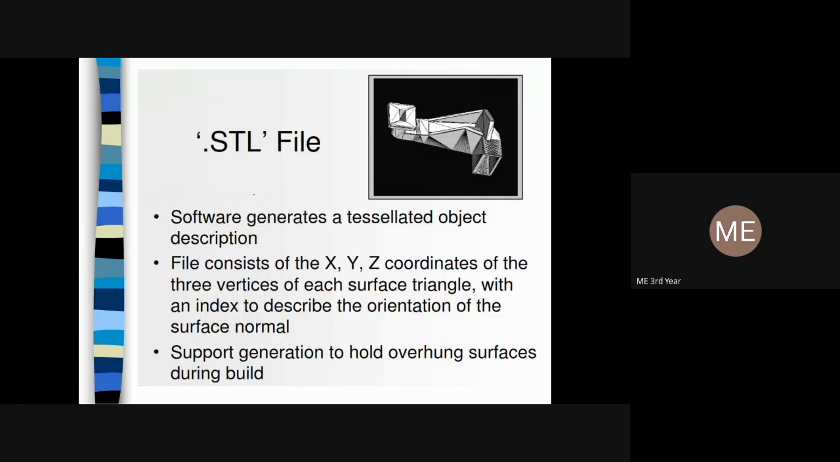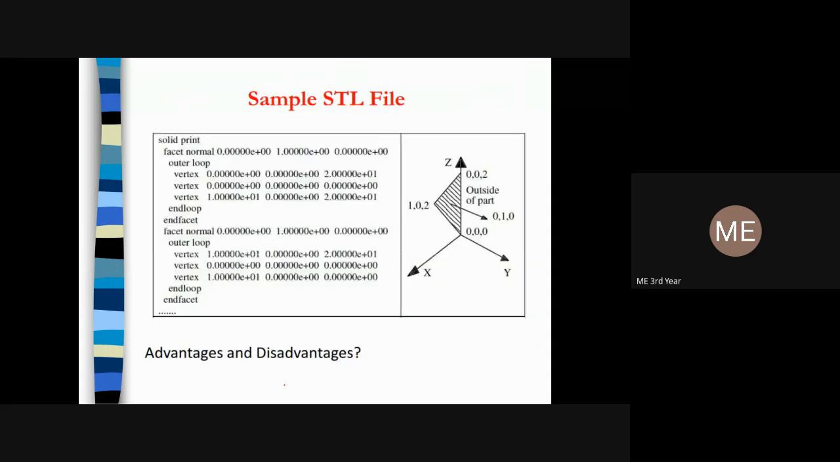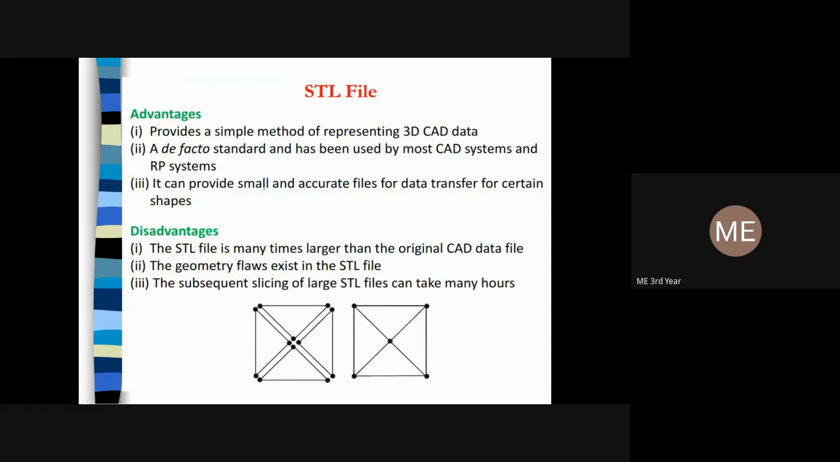So this is the .stl file. Software generates this type of object description file, which consists of xyz coordinates of the three vertices. I have already told that. Support generation holds the overhang surfaces during the build, that's why some structure is necessary. And these are the coordinate points. So what are the advantages and disadvantages of the STL file? The advantage of the STL file is that it provides a simple method of representing 3D CAD data, and it is a de facto standard used by most CAD systems and RP techniques.